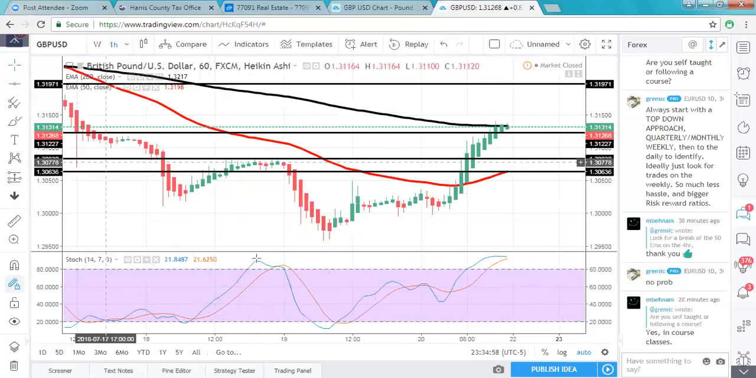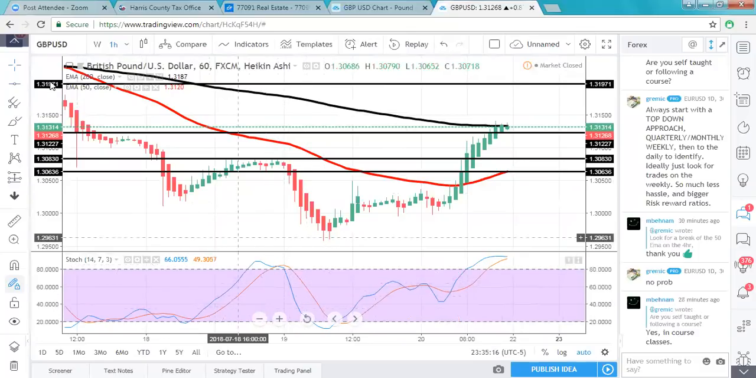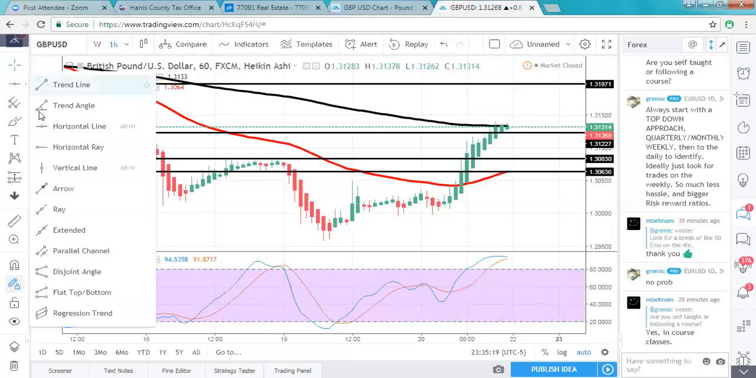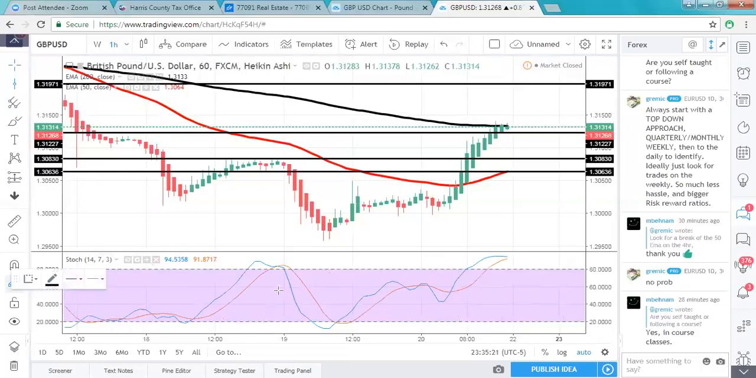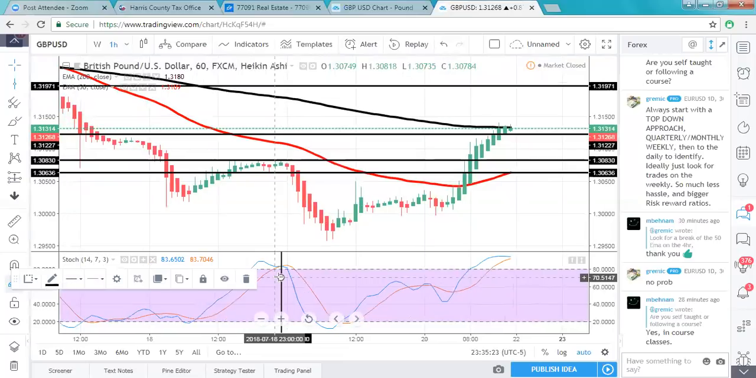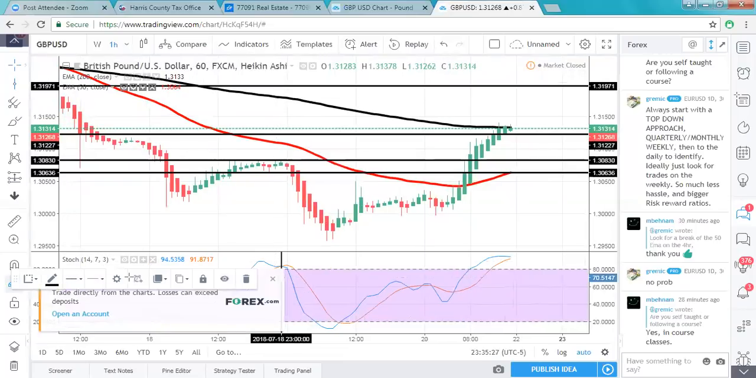When I see the stochastic above 80 and then it starts to cross in a downward motion with the red line being on top of the blue line, this indicator is telling me, okay, it's about to go back into a sell, right? So you need to know what indicators are for what. I specifically use this one as a timing indicator, as far as entries on the cycles of buys and sells.